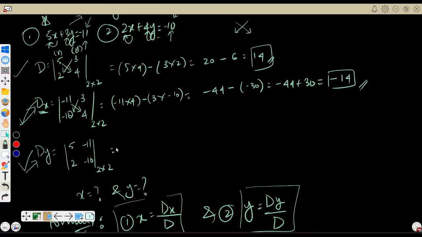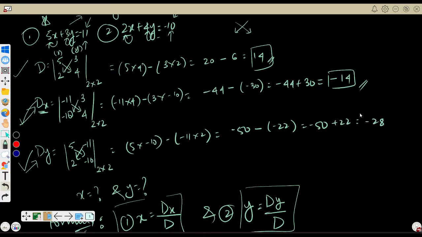Now moving on to the next determinant. In this again I will multiply 5 with minus 10, then minus, now multiply minus 11 with 2. So this will give me minus 50 minus minus 22, so this will be minus 50 plus 22, which is minus 28. The value is minus 28.